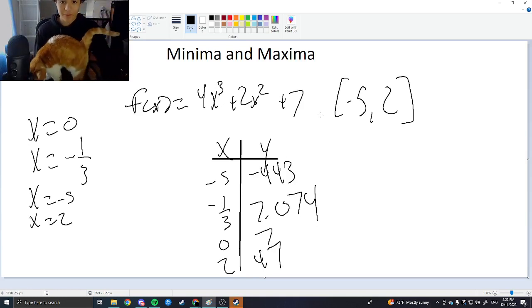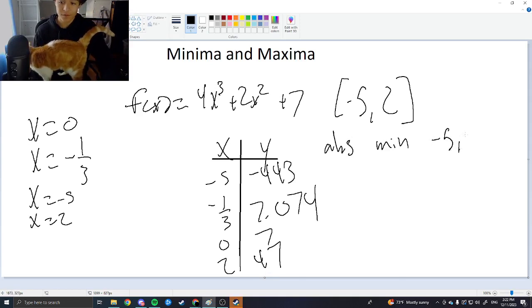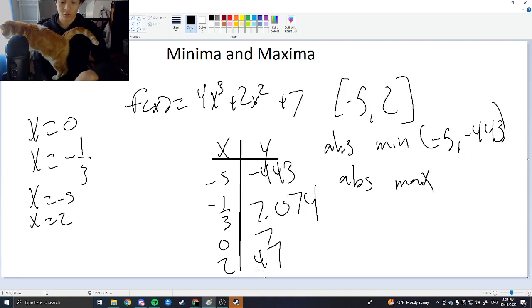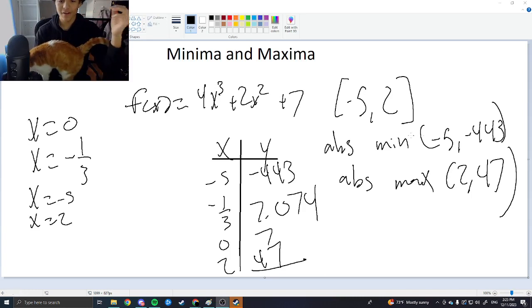So if we look here, and we're looking for the absolute minimum and the absolute maximum, we're just looking for the smallest value and the largest value out of our critical points. So our minimum in this case is going to be at -5, -443, right? Because we're looking for the whole point, the x value and the y value. And if you're looking for the absolute maximum, you're going to look at our largest number, and you're going to get 247. So you find the critical points for the x values. And then for the y values, you plug them in and you see which one is your highest because that's your absolute maximum. And you see which one is the lowest because that is your absolute minimum. We'll look at a couple more of these, but it's pretty straightforward.